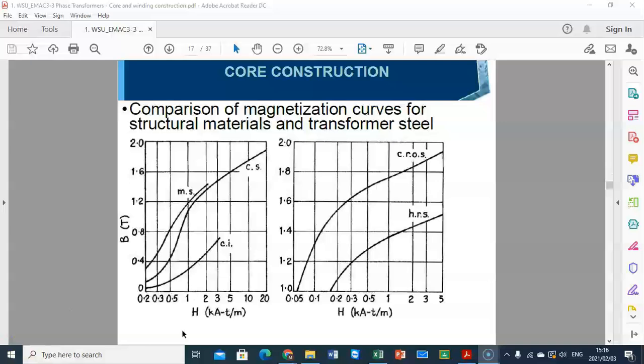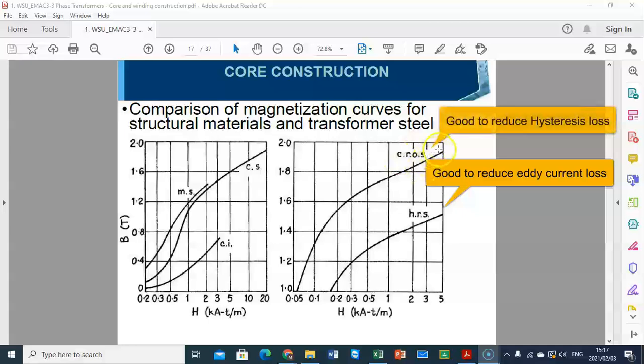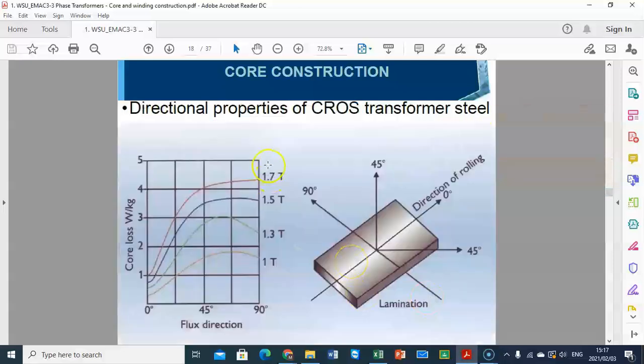In this slide we can also see the comparison of the magnetization curves for structural materials and transformer steels. Again, we can see different materials that we can use as the steel for making the core, and then we can see the BH curve for those kinds of steels. And as I explained earlier, the CROS steel is the best out of all because it's going to be saturated at the latest stage.